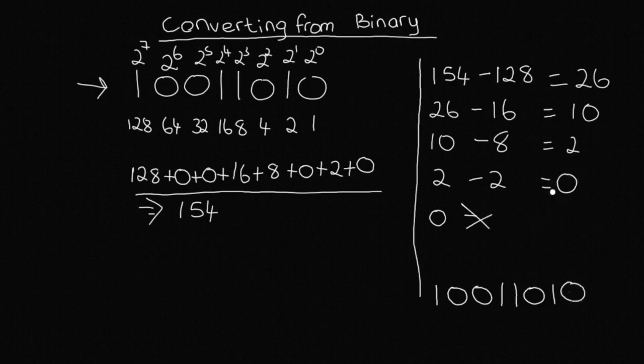So remember, when you get to 0 here, you can fill the rest of the bits in with 0. And if you go and check this binary number here against the one up here that we started with, they're exactly the same. So you always want to check for this.